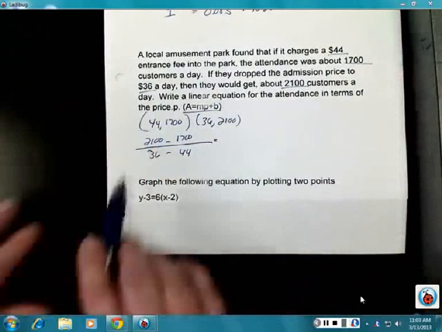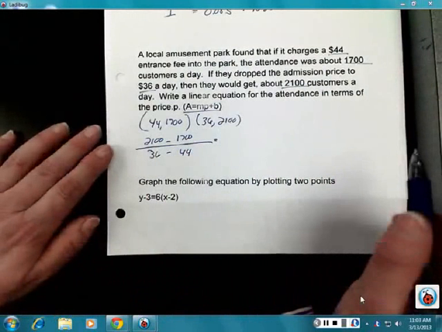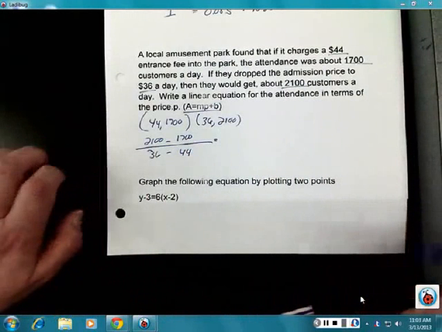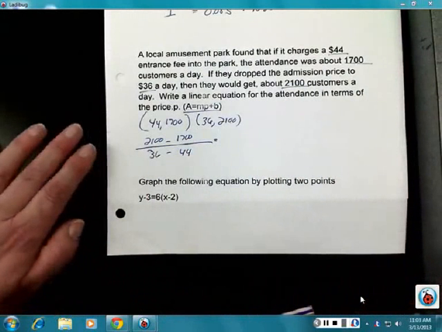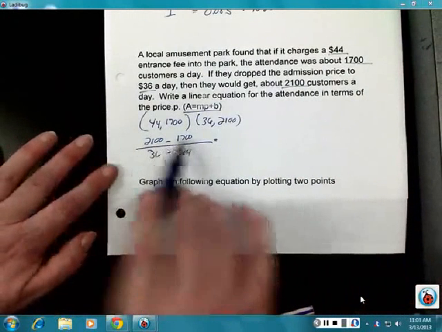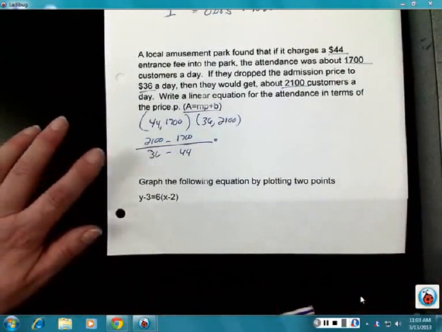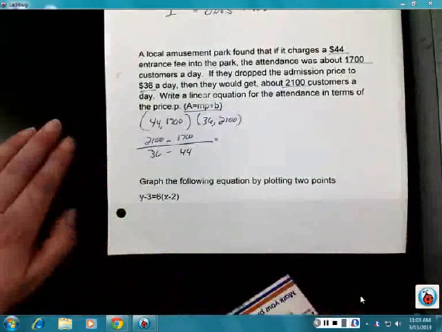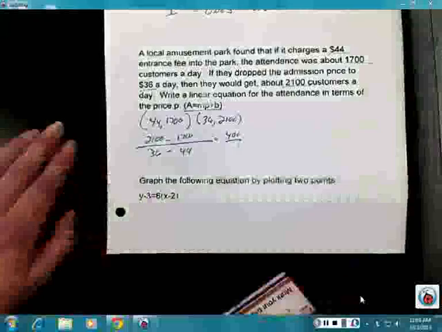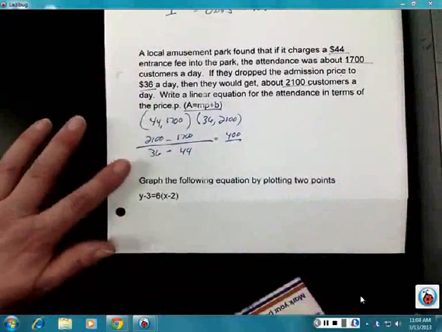So 2,100 minus 1,700, what does that give me? When I work that piece out, what was it? 2,100 minus 1,700. Pretty simple. What does it come out to be? What was it? 4,000? No, it can't be 4,000. 400. There we go. Yep. Yeah, 36 from 44. What's that give you?